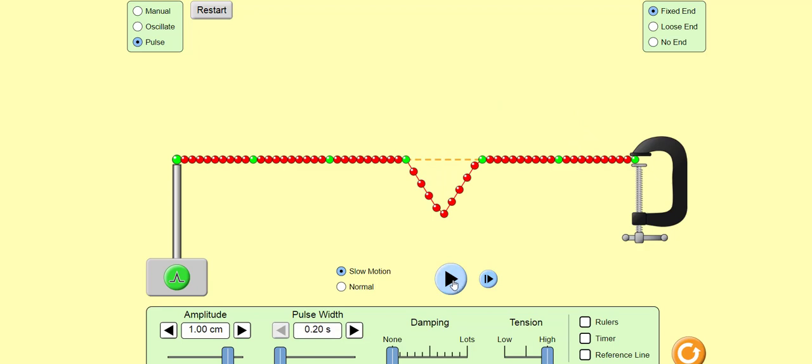There are a couple of things to note here. When the pulse reflects to the left, notice how it got inverted. So the pulse, when it was moving to the right, was initially shaped like a crest, and now it's shaped like a trough. Notice also that the depth of the trough, or the maximum displacement, has the same magnitude as the height of the crest.